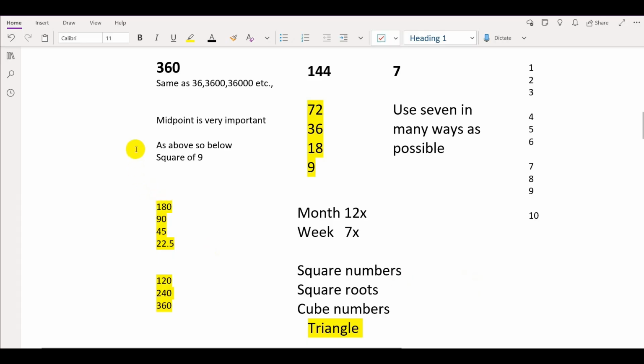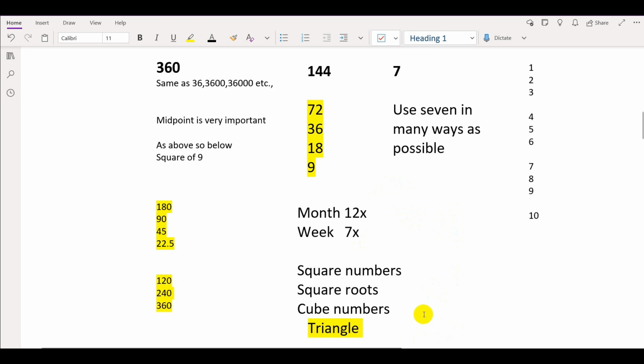What you are seeing here are the main numbers you can focus on. Based on these numbers alone, you can find the time pivot, anchor point or pivot point. The first number is 360. It is the same as 36, 3600, 36000. It's all the same; you can remove the zeros here. The same goes for 14400, 144 and 720, 72, 360, 36. It's all the same. So 9 is the same as 90, and 180 is the same as 18.